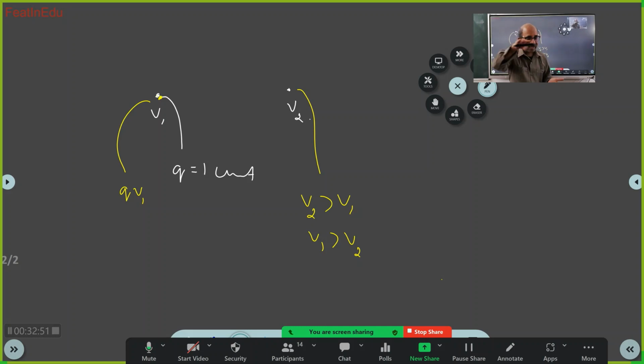See, these points are at the same potential. This is also V1, this is also V1, this is also V1. So V1 minus V1 is 0. So this is an equipotential surface. The potential energy of this is QV1, QV1, QV1. So the potential energy will not change because these are equipotential points.